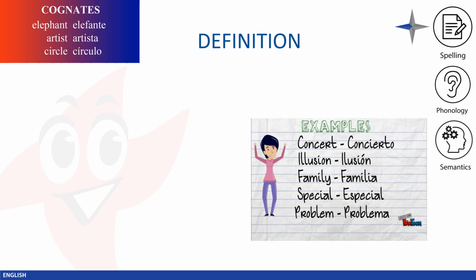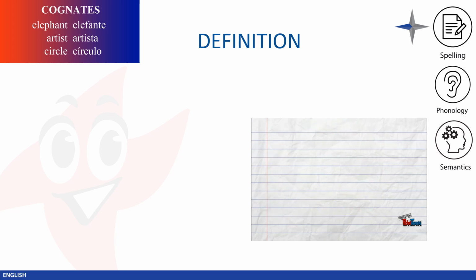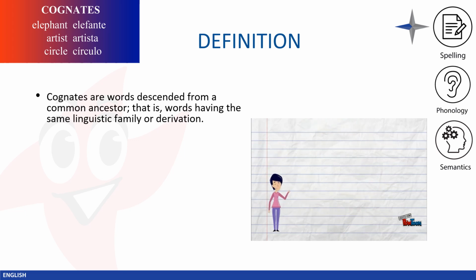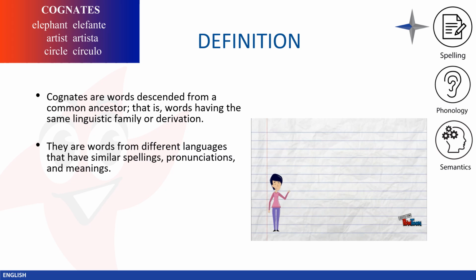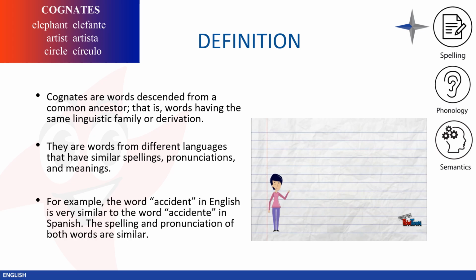All right, we heard a lot about it. Cognates are words descended from a common ancestor. That is, words having the same linguistic family or derivation. As heard in the video, they are words from different languages that have similar spellings, pronunciations, and meanings. For example, the word accident in English is very similar to the word accidente in Spanish, and in Papiamento, accident. So the spelling and pronunciation of both words are very similar.